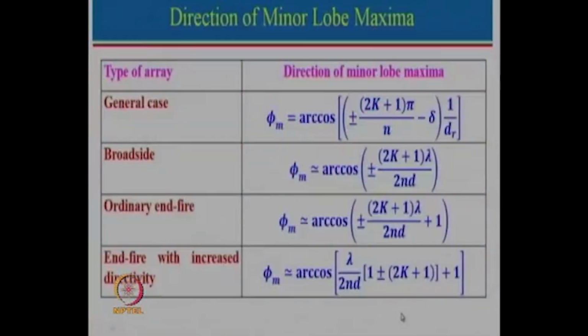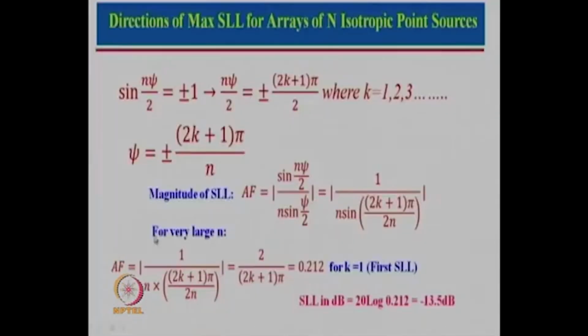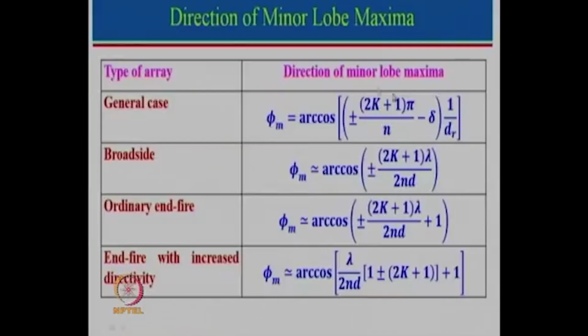So especially for applications where we need to transmit higher power, we always try to make a lower side lobe level. Also for many satellite applications, we prefer that the side lobe level should be 20 dB or 30 dB below the main beam. So the direction of the minor lobe can be obtained just from this same expression here. Substitute the value of psi and we can get the different values of the minor lobe. This is the general case here where this is nothing but psi. Special cases are given over here for broadside and ordinary end fire. So by using this concept, you can find out the direction of the minor lobe.